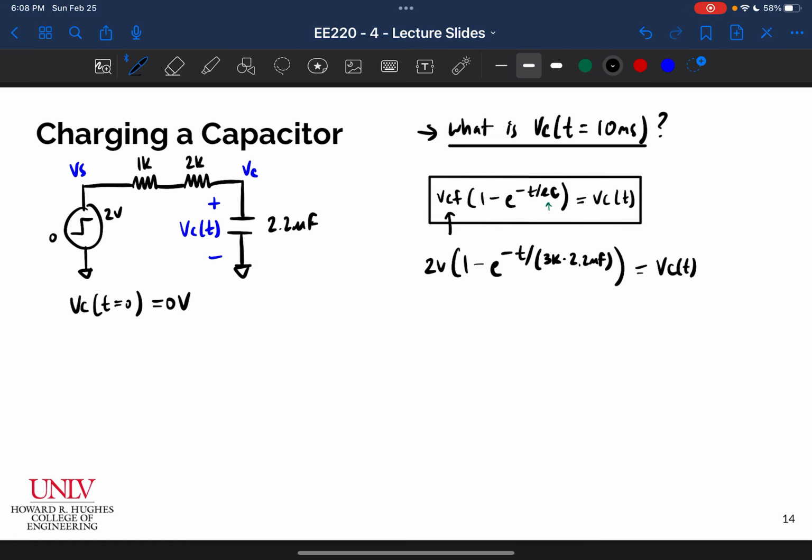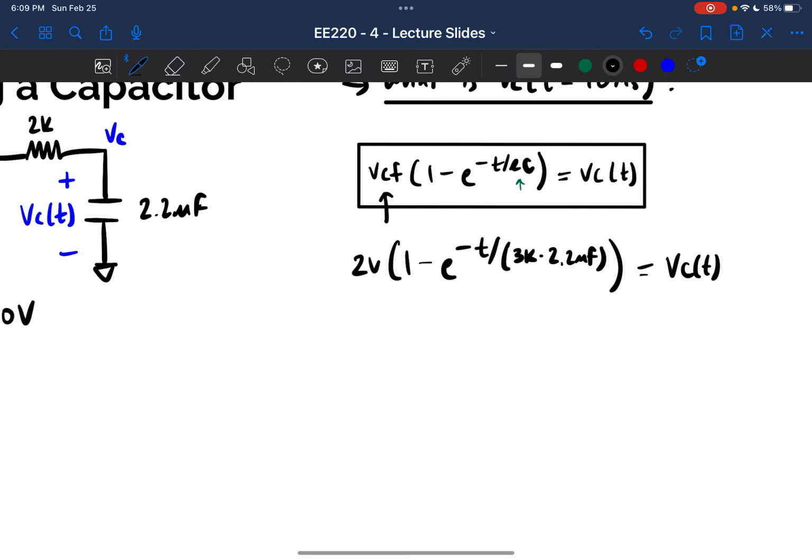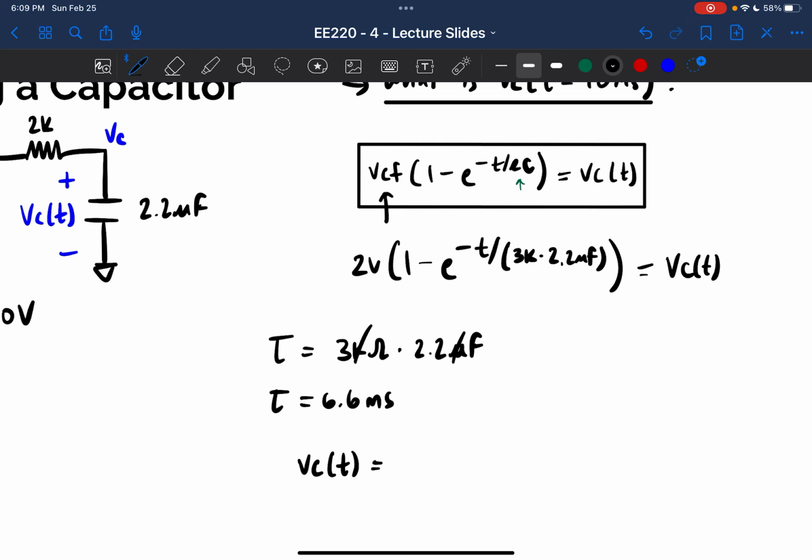All right, and so if I go ahead and solve, I can just solve for tau separately and say that 3 kilo ohms times 2.2 microfarads. My K and my micro cancel to give me a milli. So I'm going to get 3 times 2.2 milliseconds, which is going to be tau is 6.6 milliseconds. Okay. And so let me go ahead and rewrite this expression that VC of T is equal to 2 volts multiplied by 1 minus e to the minus t over tau. And we know tau now is 6.6 milliseconds.